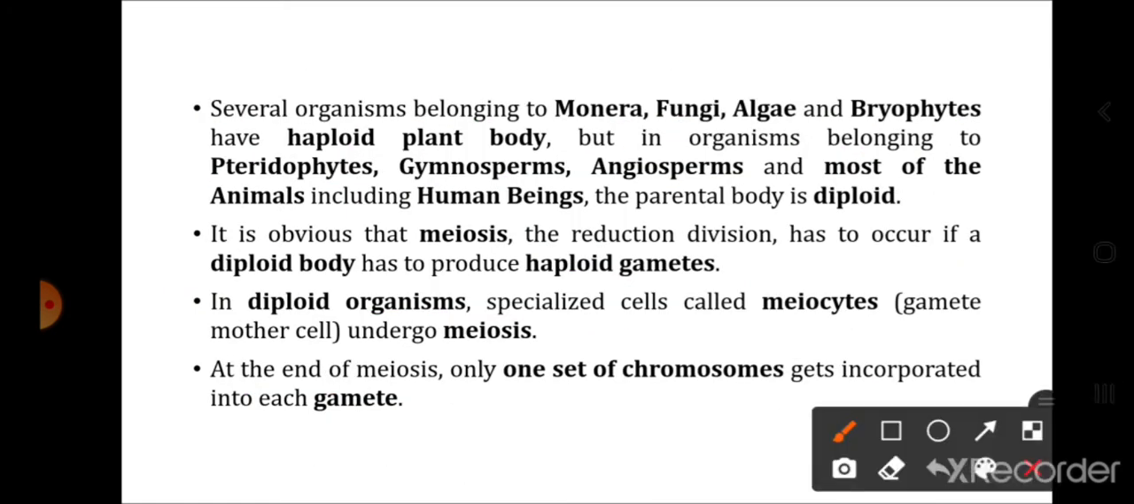Several organisms belonging to Monera, fungi, algae, bryophytes, they have haploid plant body. Very important for MCQs. Which organisms have the haploid plant body? So they are monerans, fungi, algae and bryophytes.